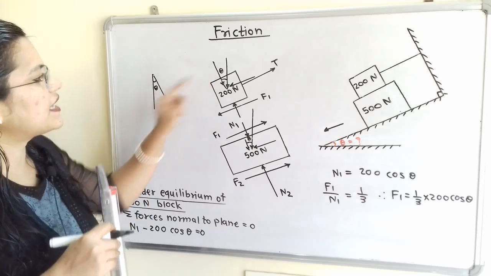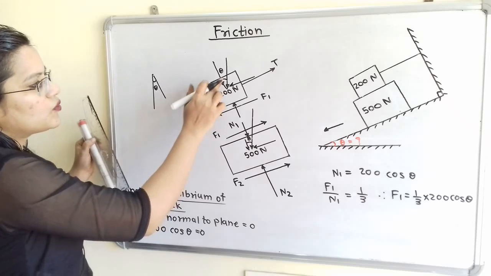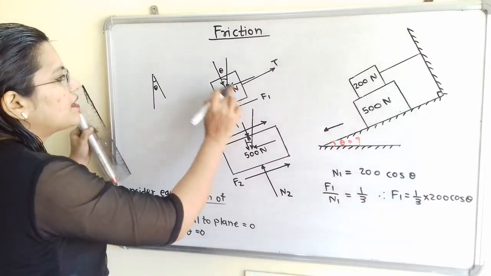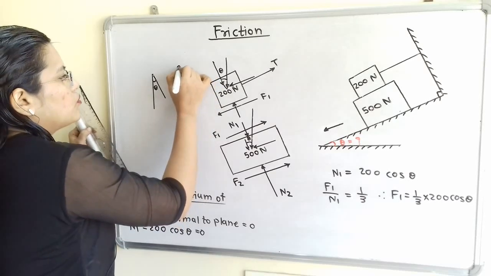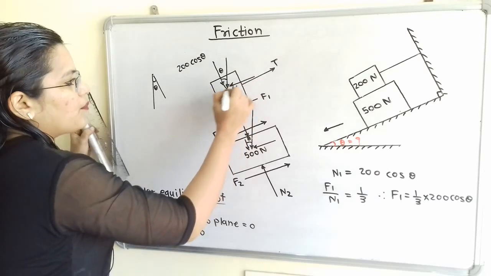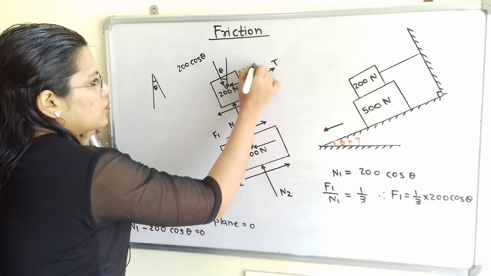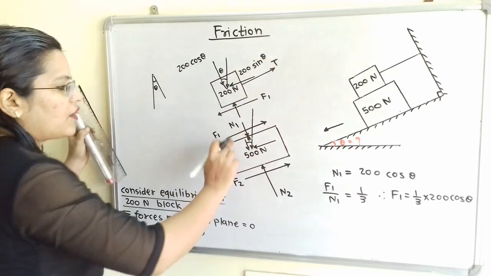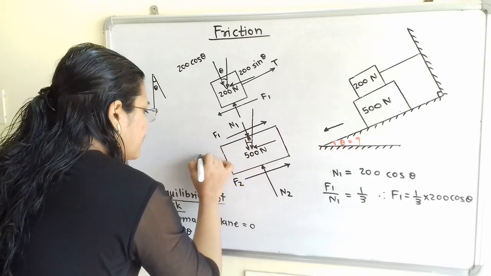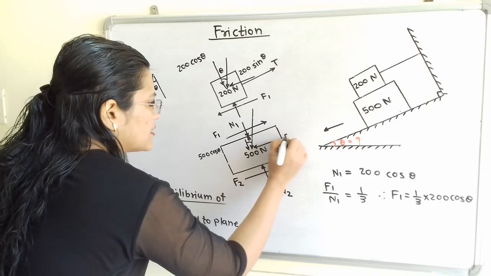Now how can we decide its value? For this component which is perpendicular, it is nearby to angle theta. So we can say 200 cos theta. And for this component which is parallel to the inclined plane, we will say 200 sin theta. In the same way, here also 500 cos theta, and here 500 sin theta.